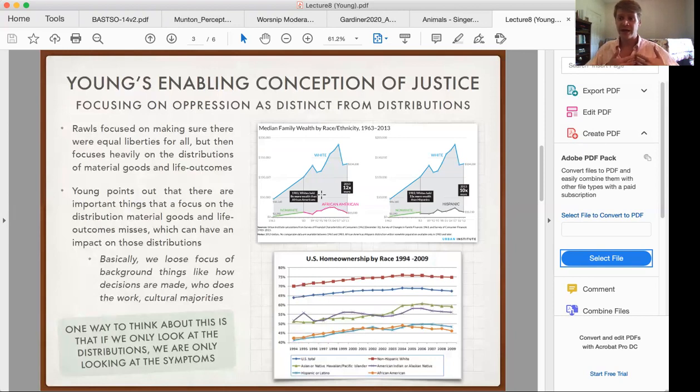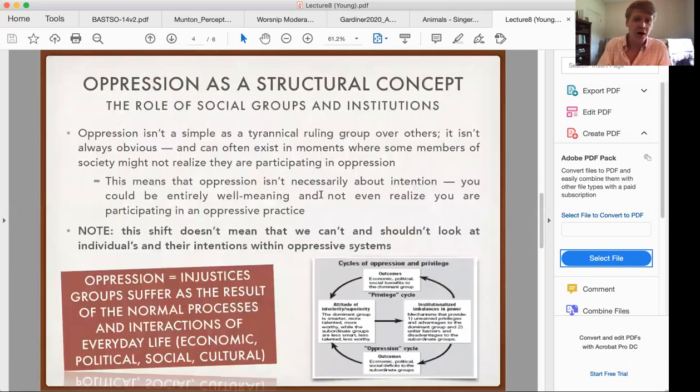So Young wants to say that oppression can take many different forms, and it's the very subtle sort of exclusion of some social groups from society. So let's think about oppression. Oppression isn't like a tyrannical ruling of one person over the king oppresses all of the people, right? The slaves are oppressed by the slave masters. It's not that, right? And it isn't always very obvious either. It can often exist in moments where some members of society may not even recognize that they're participating in oppression or that they're oppressed. So oppression, a working definition, is injustices that groups suffer as a result of the normal processes and interactions of everyday political, economic, social, and cultural life, right?